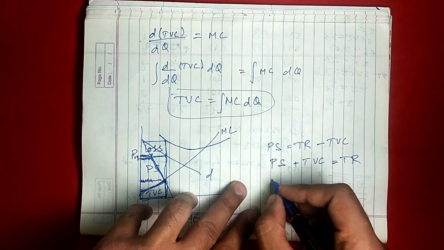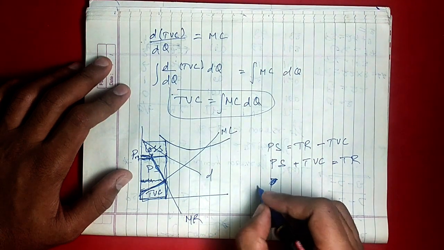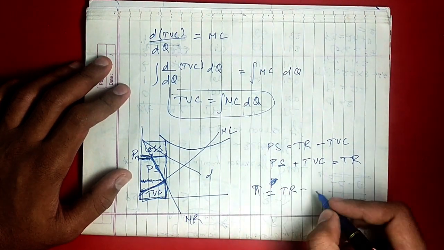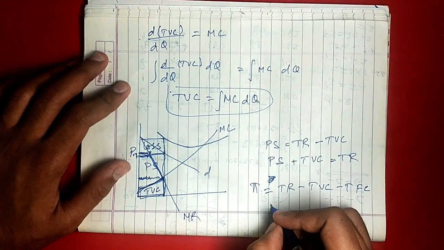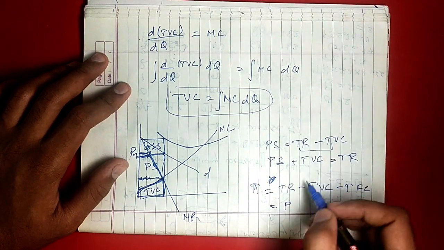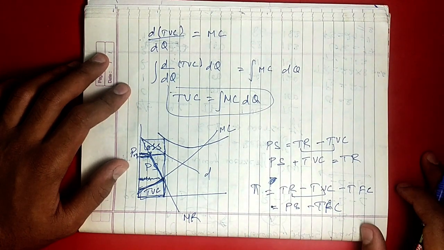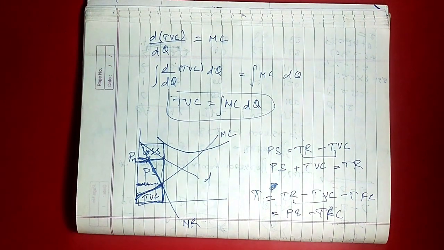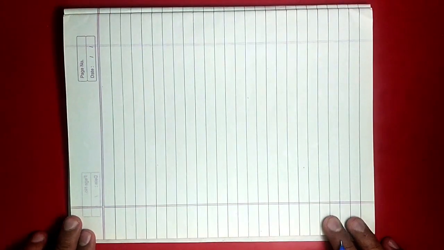Now if I want to derive the profit, profit will be TR minus total variable cost minus TFC, and as we have already seen, this can be written as PS minus TFC. So I already told you that the producer surplus is equal to profit only when TFC is equal to 0, and this will be 0 in the long run. Now we know the basics, so we can jump to some practice questions.